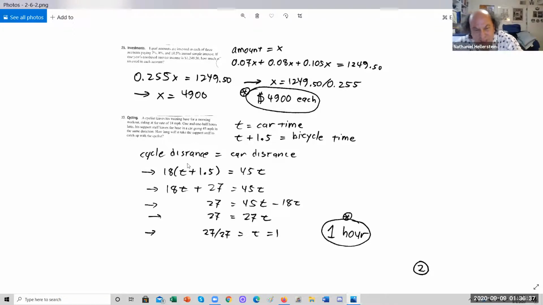Okay, so the next step is to distribute the 18. Get 18t plus 27 equals 45t. We'll move the 18t to the other side by subtracting 18t from both sides. So 27 equals 45t minus 18t. So 27 equals 27t. If you divide both sides by 27, 27 over 27 equals t, so t equals 1. So the answer is it took them 1 hour.